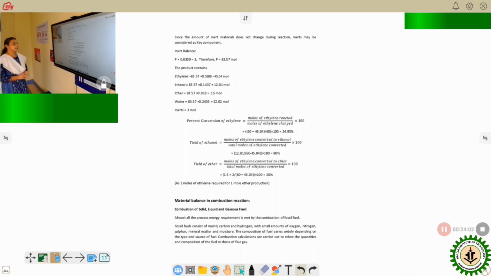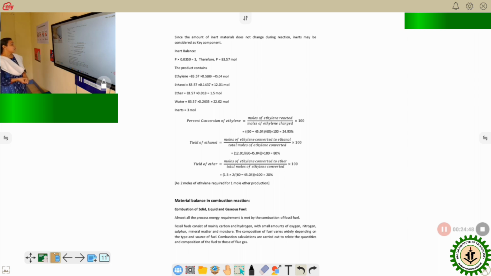Yield of ethanol is 80%, and yield of ether is moles of ethylene converted to ether divided by total moles of ethylene converted. Now, if we see the chemical reaction, for production of ether, 2 moles of ethylene are required. So 2 into 15 mole divided by ethylene converted, that is 60 minus 45.04, into 100, comes to 20%. So yield of ether is 20%. Here multiplication by 2 is required because 2 moles of ethylene are required for 1 mole of ether production.